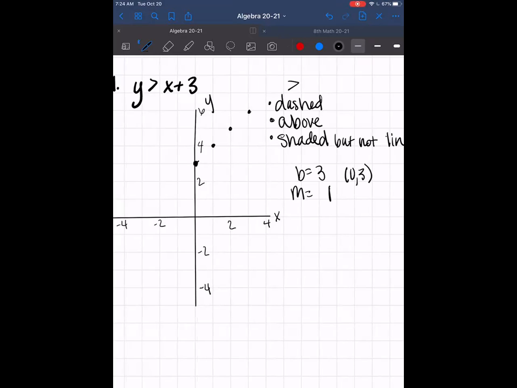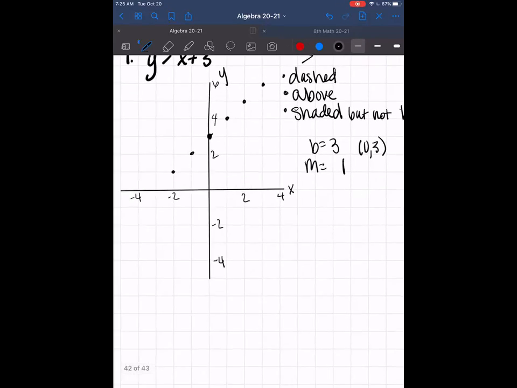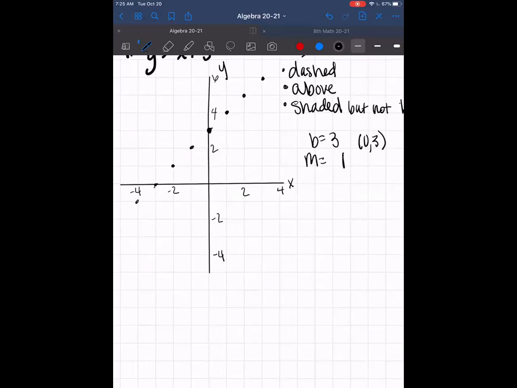I'm just going to continue doing that. I'm also going to go in the opposite direction to graph my point. Now, this is a dashed line. So my line is going to look like, let me go ahead and make that one. So this is my line.